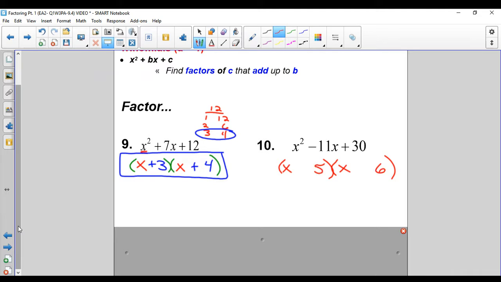5 and 6 can get you -11, or they can get you 11. To get you a -11, they both need to be negative. And also think about positive 30. You need negative times a negative gets you a positive, so we're good to go there. There's our solution.